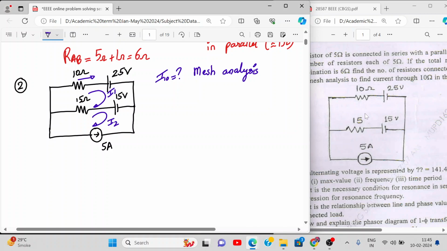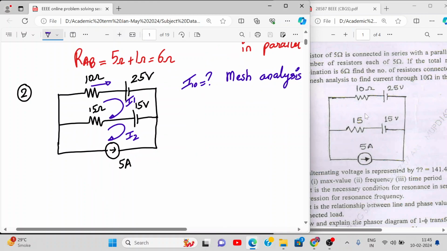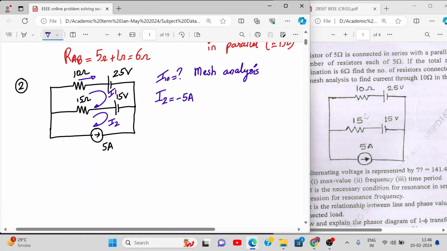So is this an example of a super mesh? Yes or no? No. Why? Because this 5 ampere current source is not set between these two loops. So can you tell me what I2 is directly? Minus 5, yes, because the direction is opposite. Now we can apply mesh analysis in loop 1 and find I1 easily, right?